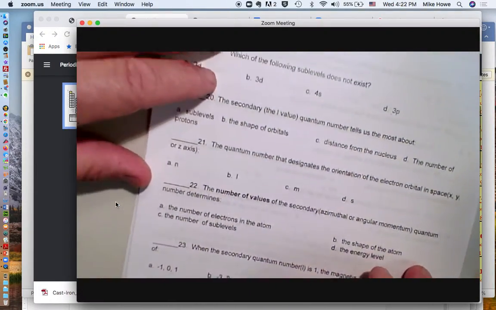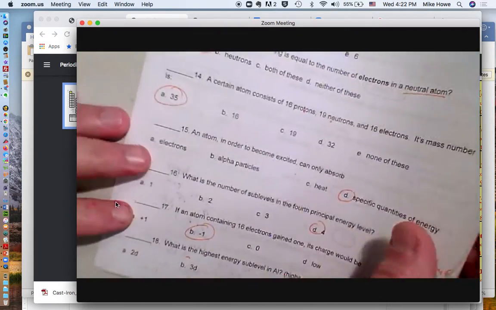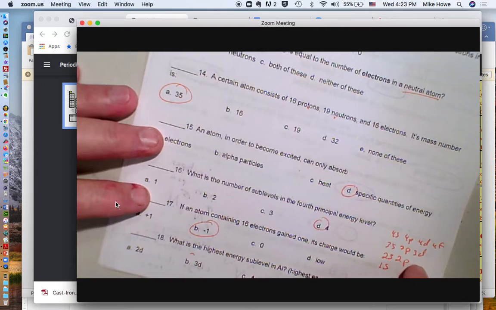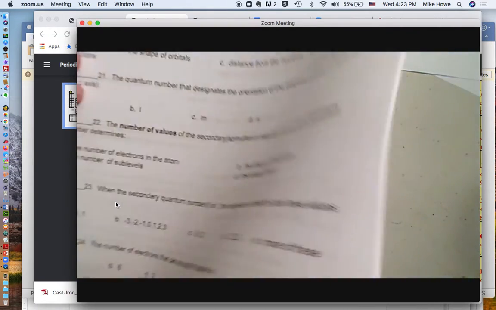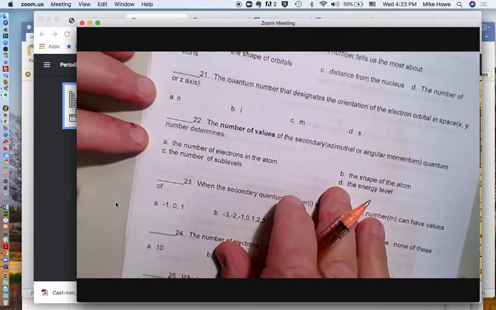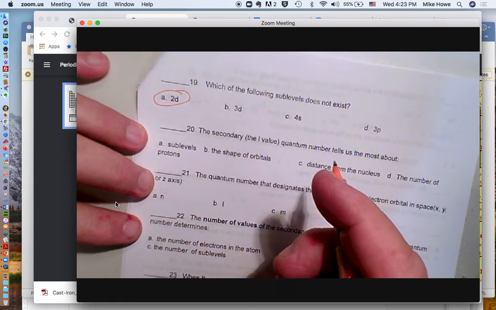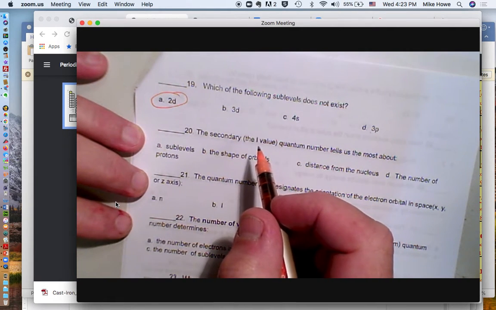Number 19. Which of these does not exist? 1s, 2s, 2p. You don't see a 2d there, do you? So that would be 2d. So the answer to that question, 2d or not 2d, that'd be not. Or wait a minute, or was that 2b?